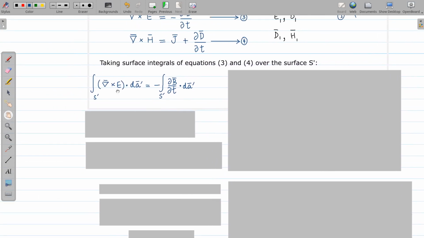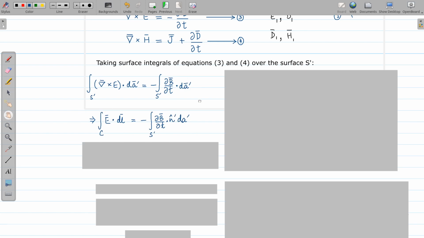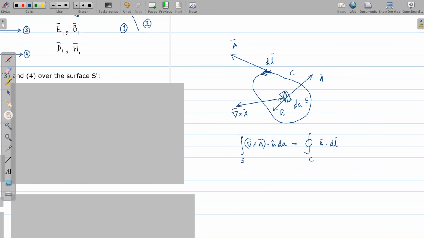Okay, so we can apply this over here. We are taking the flux of the curl of E, so this can be replaced with E dot dl taken over the contour C, and the right hand side will remain the same. The only difference I have made here is that, like previously, I have introduced this n cap prime.